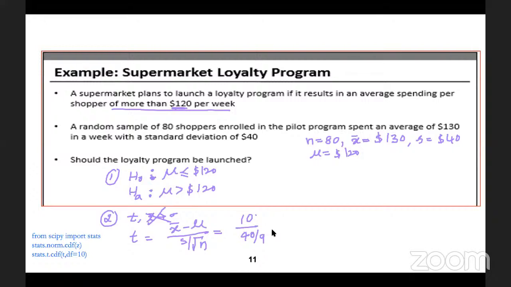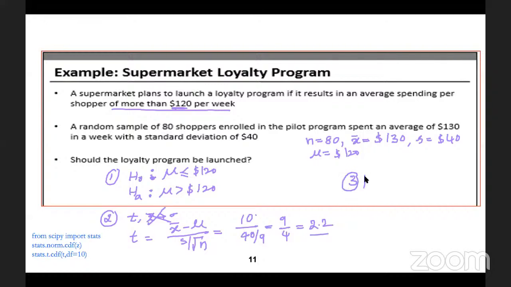So 130 minus 120, X bar 40 by, yes, that is right. So that is 9 by 4. Okay, so approximately 2.2. So this is the T value that we have got. Then third step.